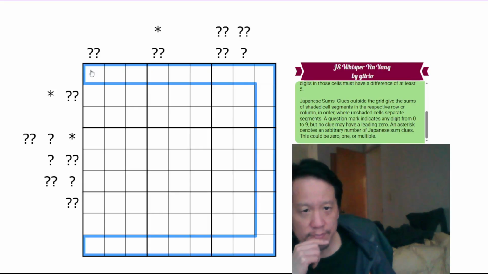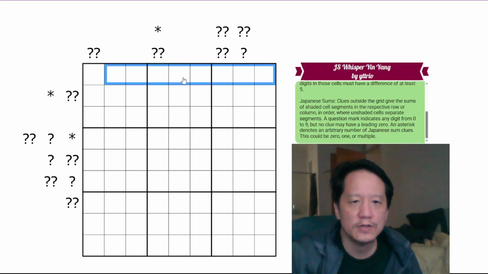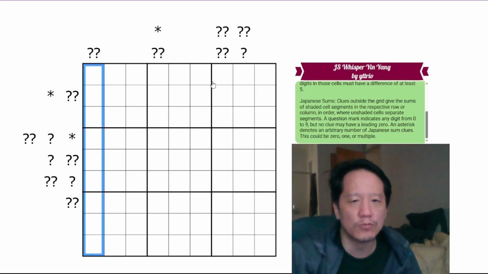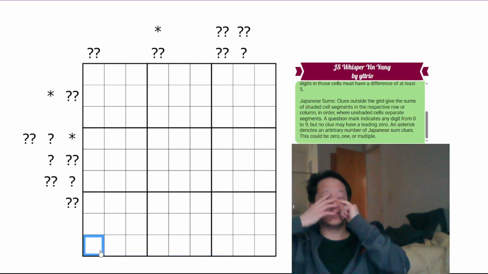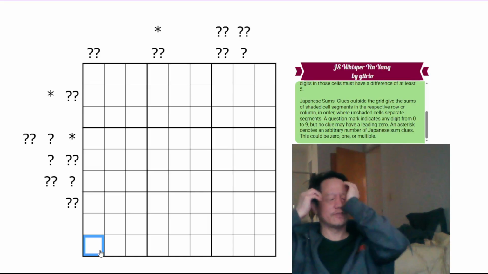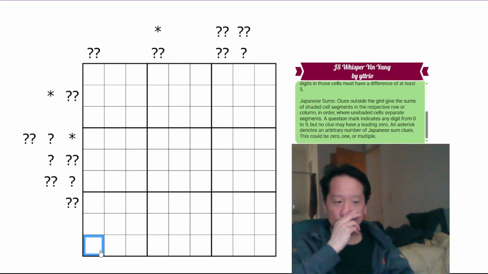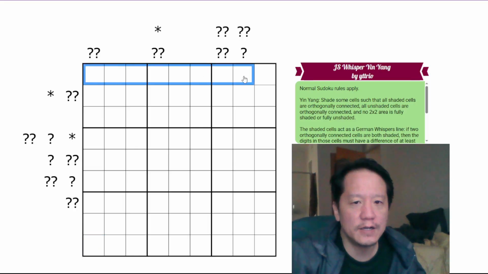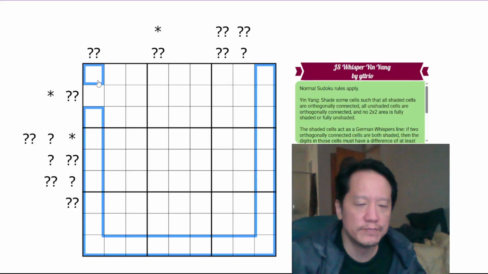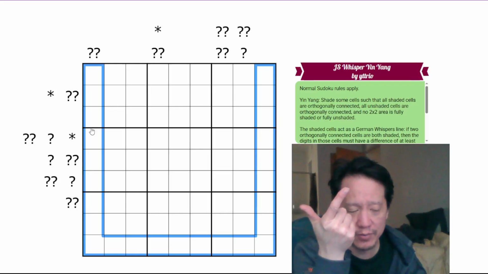In yin-yang shading, there has to basically be... Okay, so 5 is in every row and column. So therefore, you cannot have a full column or row be completely shaded, because we are guaranteed there has to be a 5 in that row or column, and 5 can never be on a whisper 5 line next to another digit in normal Sudoku.